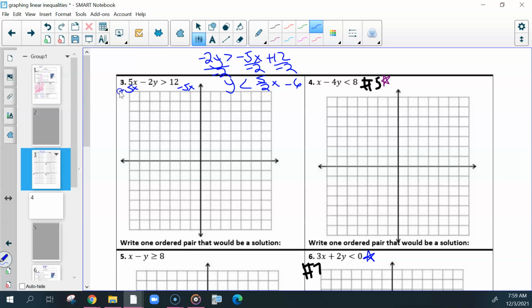Once you have your inequality, you can graph it. Your y-intercept is at -6. Your slope is 5/2, so we can go up 5 and to the right 2 as many times as possible. Would this be a dashed or a solid line? Dashed again, because it's strictly less than.